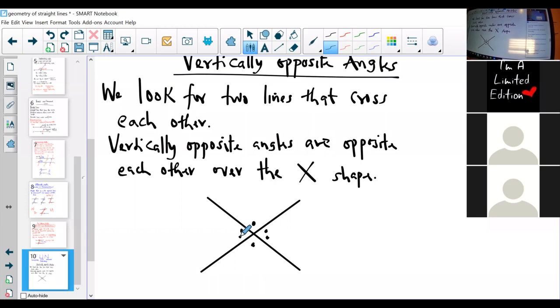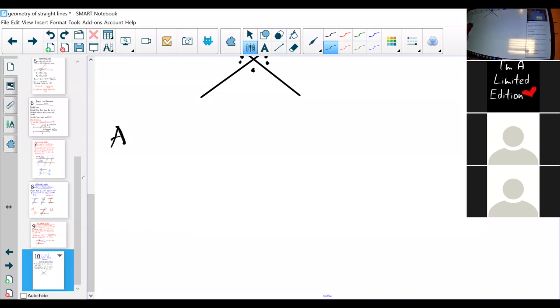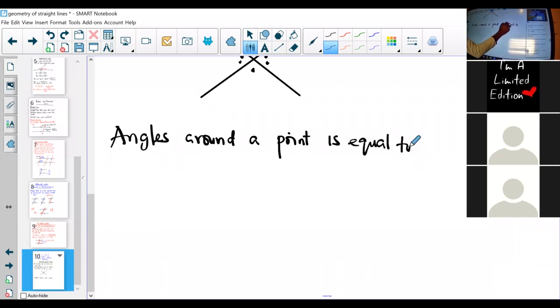Let's put that down. Angles around a point is equal to 360. All right. Again, I am using the X.